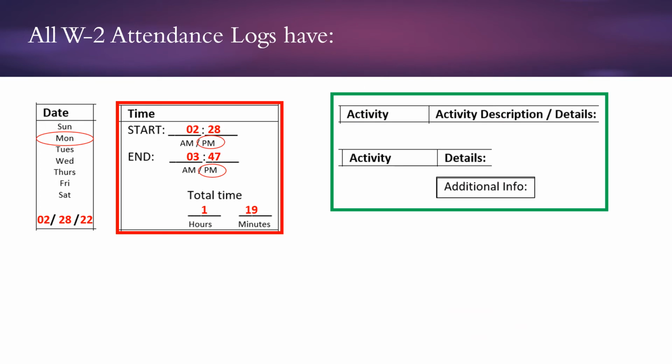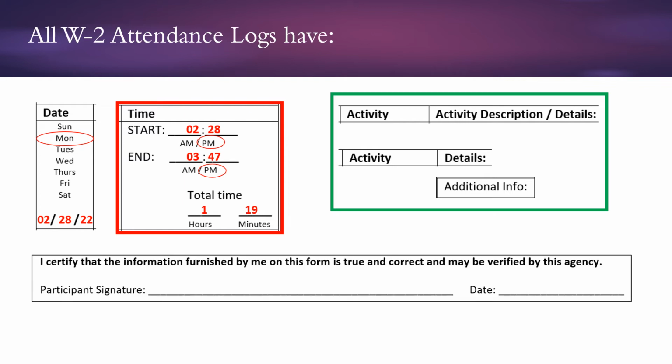Another thing that is on all attendance logs is the activity information and details. We'll take a look at the specifics in a few moments. The final piece that is on all attendance logs is the signature line. A physical or electronic signature is your assurance that the things documented are true and accurate.